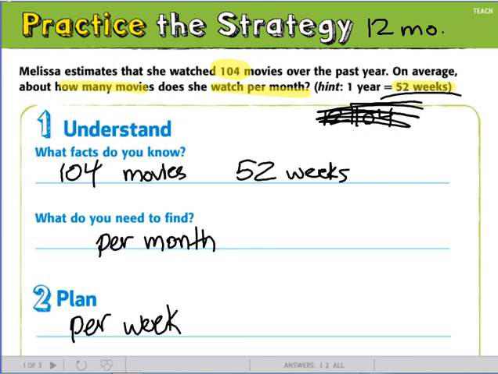And then, how many weeks are there in a month? 52. No, 4. In a month? 4 or 5. There's an average of 4 weeks per month. Average. So we're going to go per week, and then we're going to multiply that by 4 weeks, which will equal our month. Well, I shouldn't say equal. It'll be about. Remember our little wavy equal sign? About. Okay? It's not going to give us exactly how many she watched in a month, but it'll give us about how many she watched in a month. Okay?